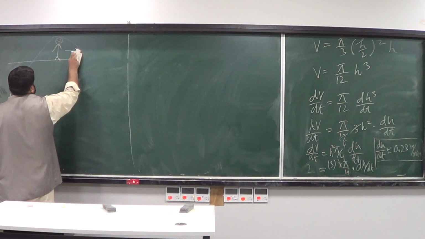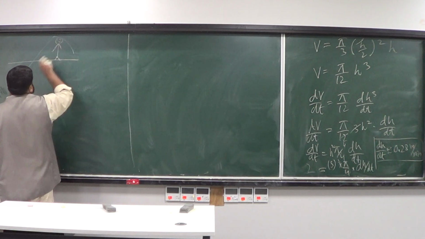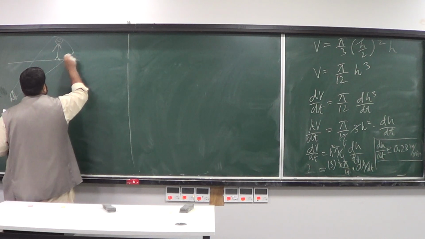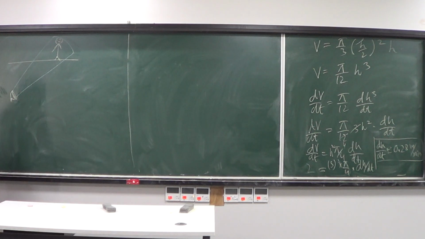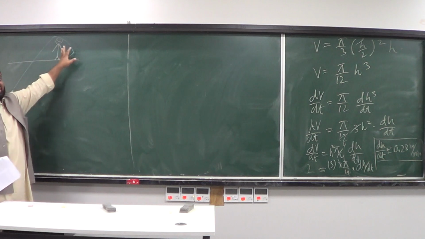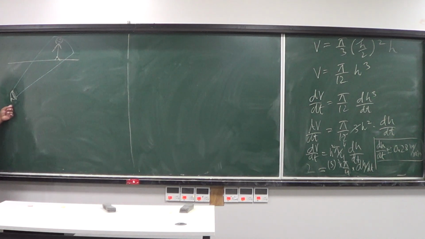That light is trying to track this person. This is the light, and this guy is moving away, maybe a prisoner trying to escape, and here is a person who is sitting there who is trying to track him.